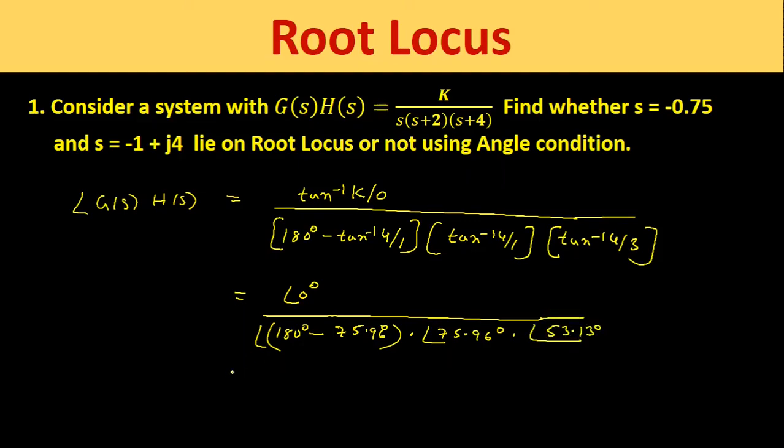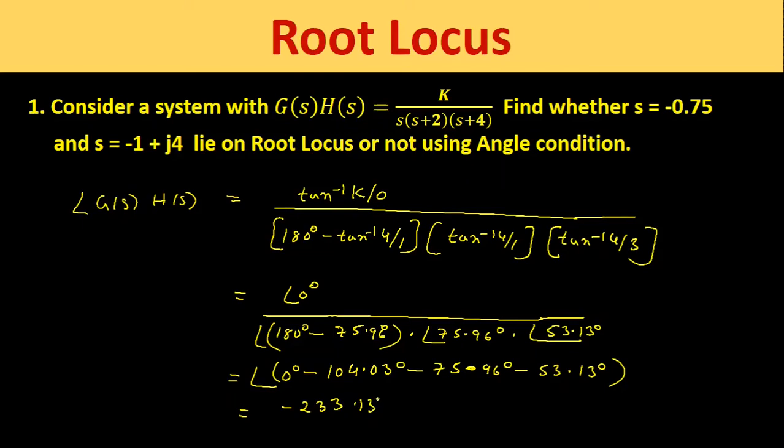So when we solve this, we get angle 0 degrees minus (180 minus 75.96, which is 104.03 degrees, plus 75.96 degrees, plus 53.13 degrees). When we solve this, we will get -233.13 degrees. So that means we are getting the angle of G(s)H(s) equal to -233.13 degrees.